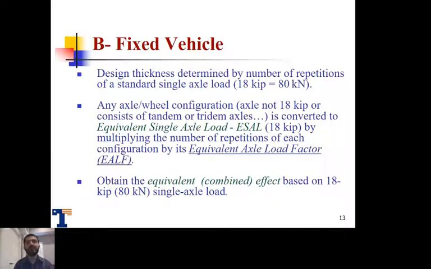Same thing if I have a super big axle that is handling much more than 18 kips, there should also be an equivalent axle load factor to multiply that axle by, to convert it to the standardized equivalent single axle load.